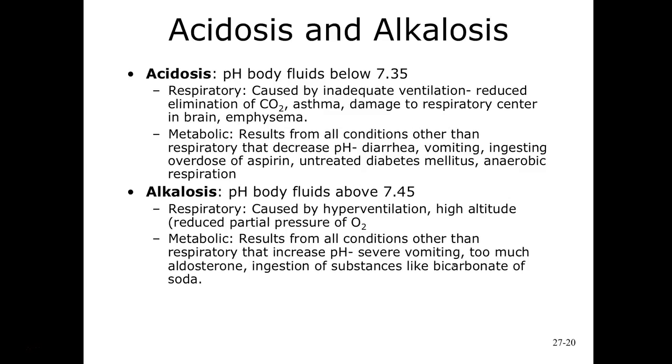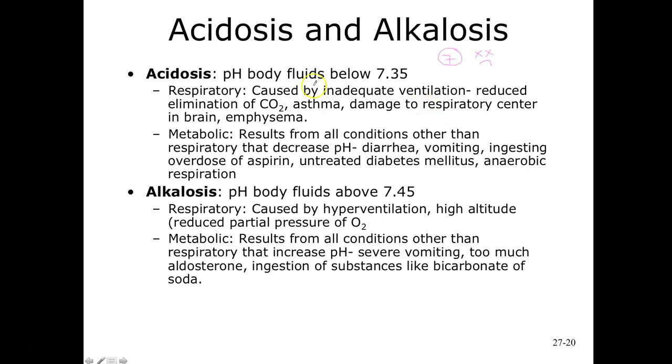The last thing we are going to talk about is acidosis and alkalosis. Acidosis is when the pH of our body fluids is below 7.35. I know I gave you a different number, I gave you 7.38, but just know it's within that range. What we want to avoid is going down to 7. If we go down to 7, we are going to die. Okay?